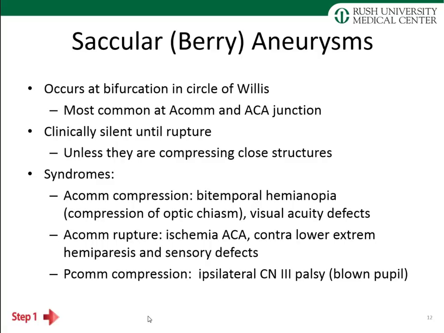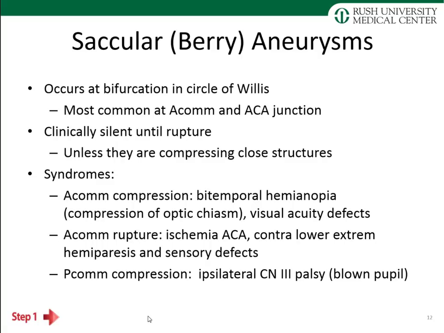So the saccular or berry aneurysms occur at bifurcations in the circle of Willis, and the most common is at the junction of the anterior communicating and the ACA, anterior cerebral artery junction. These tend to be clinically silent until they rupture unless they're compressing structures that are very close. So there are 3 syndromes that are likely to show up on the Step 1 exam that we have not covered in other parts of the course. So I'm going to just briefly talk about them here.